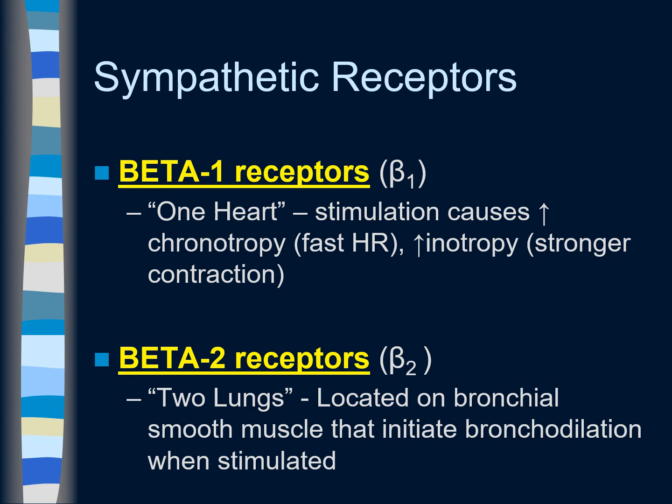There are two types of beta receptors, and the way that I remember them is beta 1, one heart, beta 2, two lungs, and that refers to their location. Beta 1 receptors are located in the heart, and stimulation of beta 1 receptors causes increased chronotropy, or increasing the heart rate, and increased inotropy, or stronger contraction, and that can help with the sympathetic response. The beta 2 receptors are located on the bronchial smooth muscle that encircles those bronchi, and when those receptors are stimulated, it causes bronchodilation.